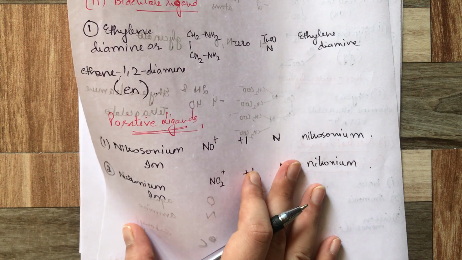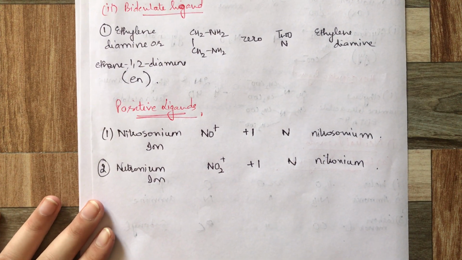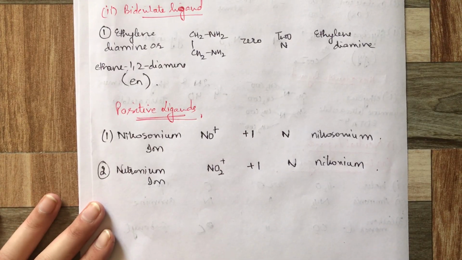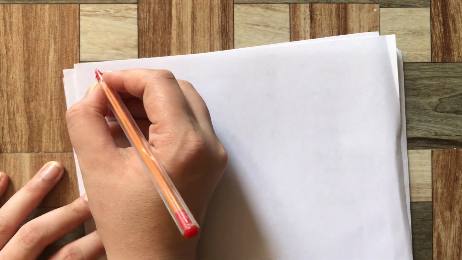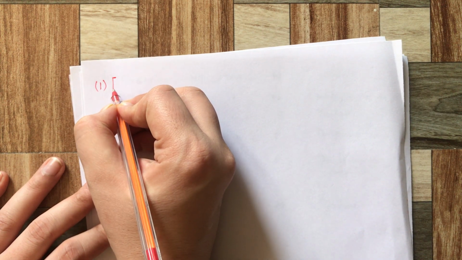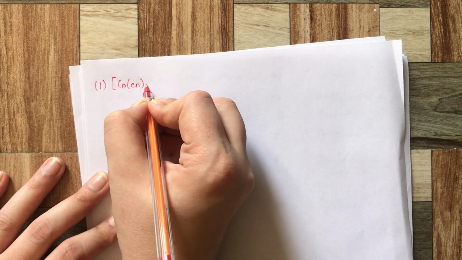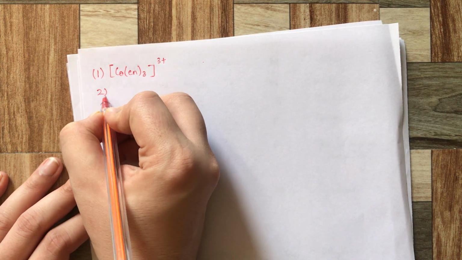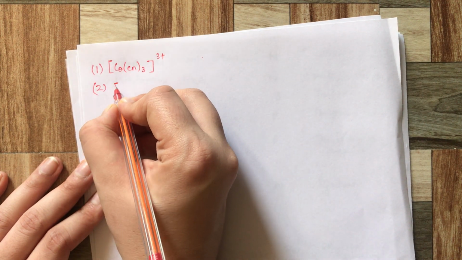Now let's discuss how to calculate the oxidation number. Suppose the question is to find out the oxidation number. If we look at the first example, we have [Co(en)3]3+. I'll give you the list so that you can solve it on your own.